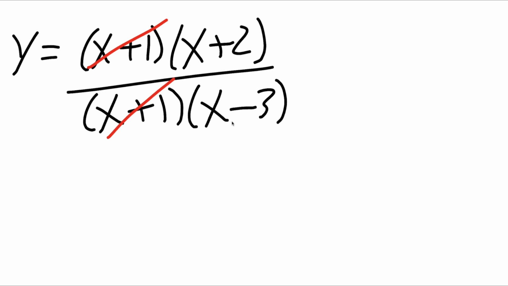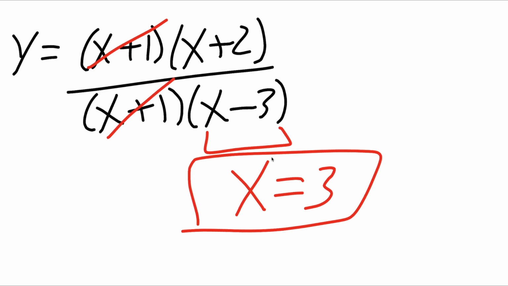And now we focus on the vertical asymptote, so now we focus on this piece. So what value of x makes this piece 0? And the value would be x is equal to 3. And that's how we can find vertical asymptotes.